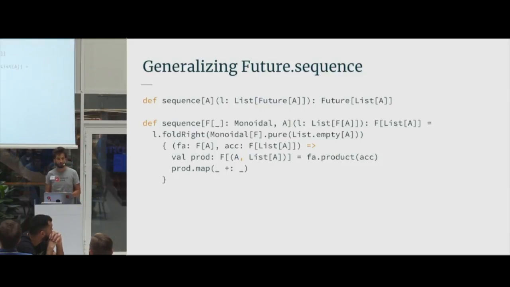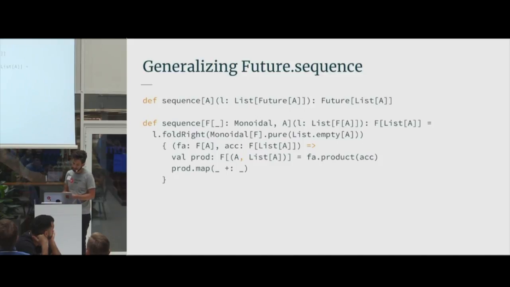And to do that, we need to give it a seed. And the seed is just an empty list, right? And then we use that to lift it to f, right? So we have this list.empty, and we give it to monoidal.pure to get an f of list of a, which is also the result of our function. So that's the seed. Now we need to actually give it the combine function.